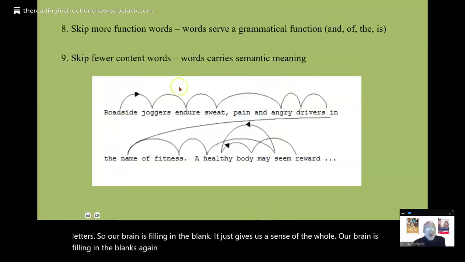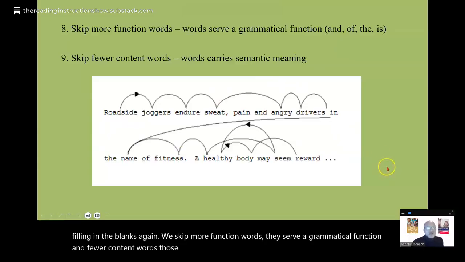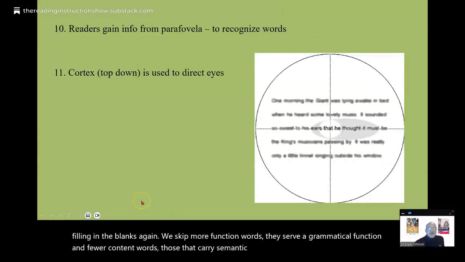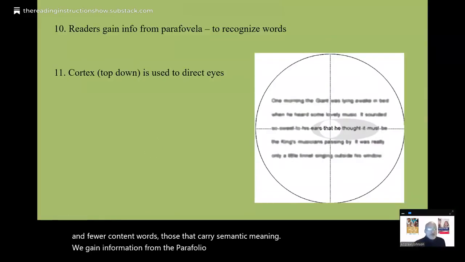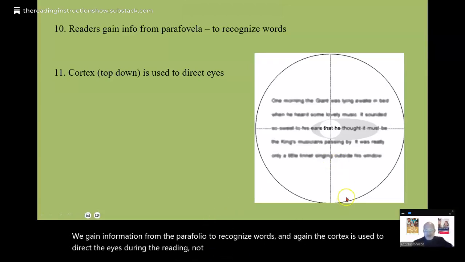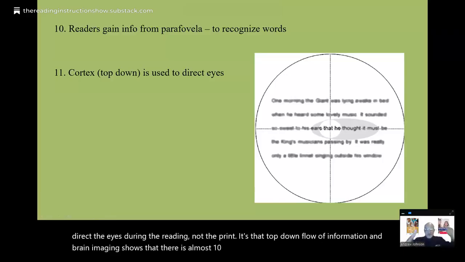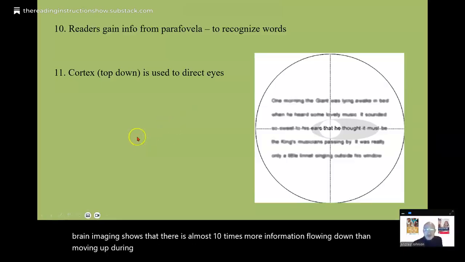Again, we skip more function words. They serve a grammatical function, and we skip fewer content words, those that carry semantic meaning. We gain information from the parafoveal to recognize words. And again, the cortex is used to direct the eyes during reading, not the print. It's that top-down flow of information. And brain imaging shows that there is almost 10 times more information flowing down than moving up during the process of reading.